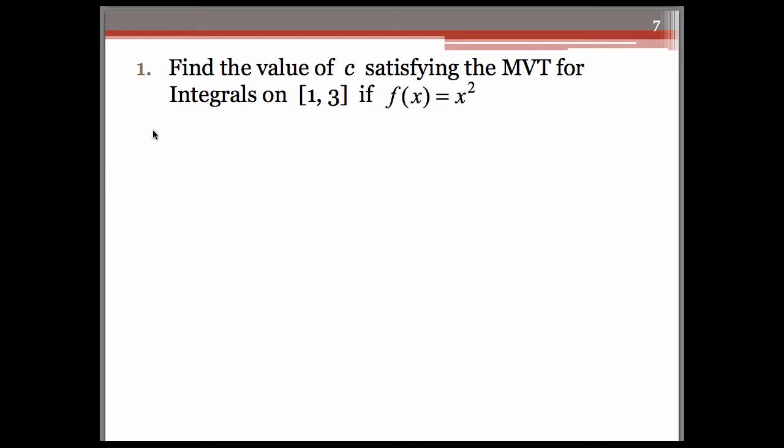So we're finding the integral from 1 to 3 of x squared dx. And according to the mean value theorem for integrals, that area, that definite integral, should be equivalent to the area of a rectangle given to us by the width of the rectangle, which we'll get by doing 3 minus 1. So this is your width. And your height is going to be f of c.